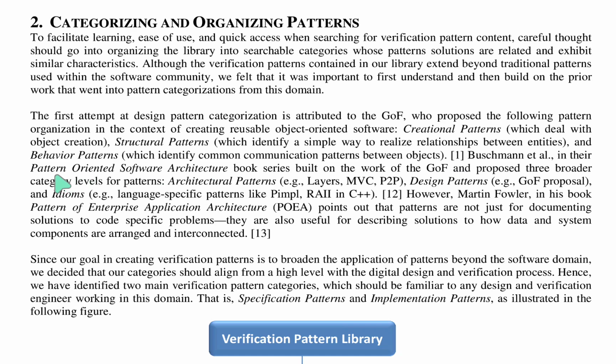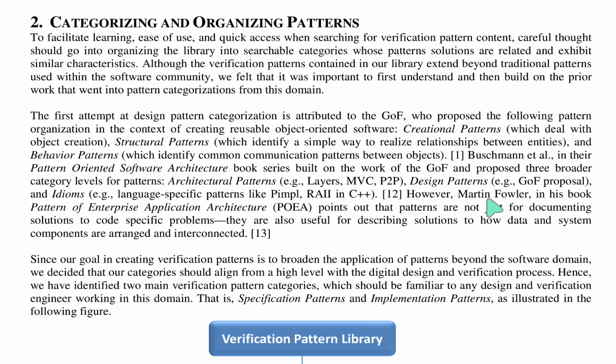Buschmann et al., in their Pattern-Oriented Software Architecture book series, built on the work of the GOF and proposed three broader category levels for patterns. Architectural patterns, for example, layers, MVC, and P2P. Design patterns, for example, the GOF proposals. And idioms, for example, language-specific patterns like pimpl and RAII in C++.